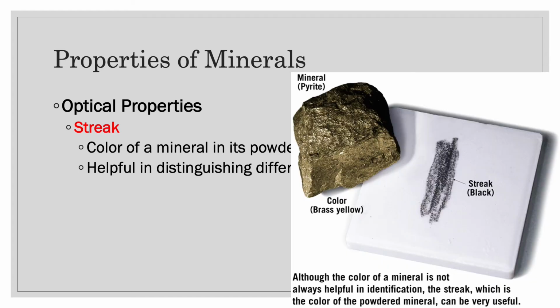So for example, here we have a sample of the mineral pyrite, which many of you are probably familiar with because this is also called fool's gold. And the color of pyrite is like a brass yellow color. However, when you grind it to a powder on a streak plate, the powder's color is actually black, even though the mineral sample itself is sort of a brass yellow color. And you'll see this a lot where the powder is a different color than the sample, which is very interesting, and this is why streak helps us to identify minerals.